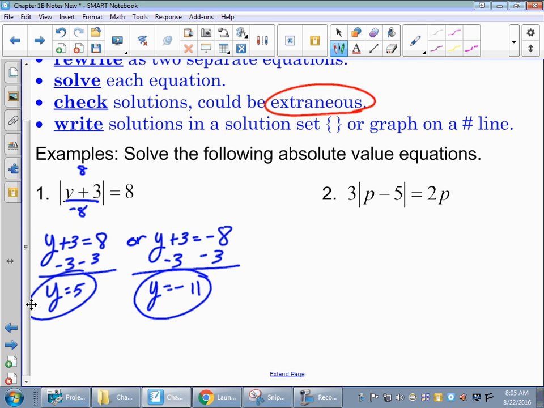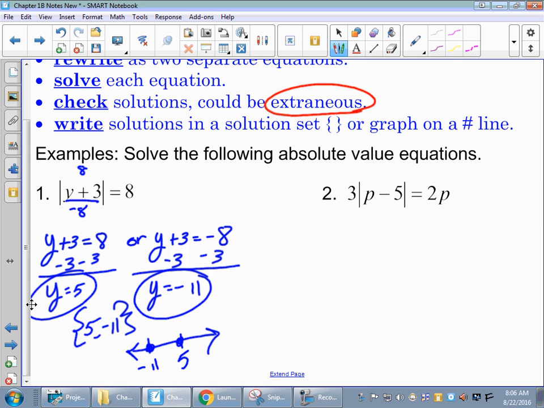We plug them in. 5 plus 3 is 8. Absolute value of 8 is 8. And negative 11 plus 3 is negative 8. So it works, and so our solutions are 5 and negative 11. To show that on a number line, we could just simply put a dot at negative 11 and a dot at 5. I just want to show you graphically a picture of what that solution looks like. I don't worry about all the numbers in between as long as the negative is to the left of the positive.